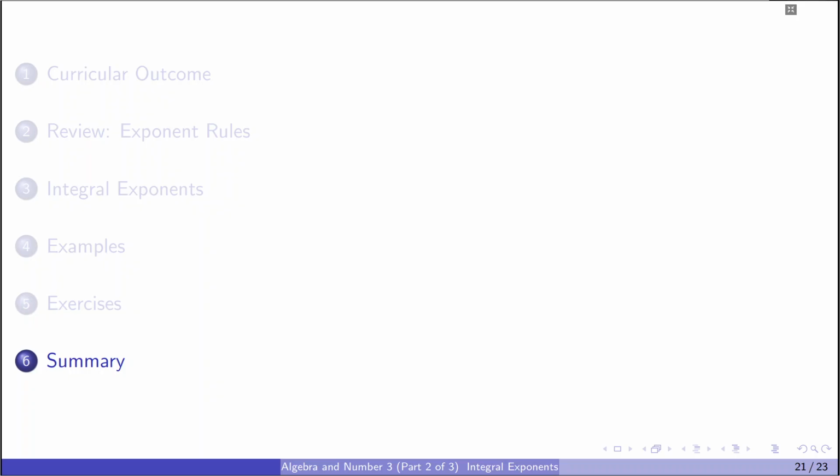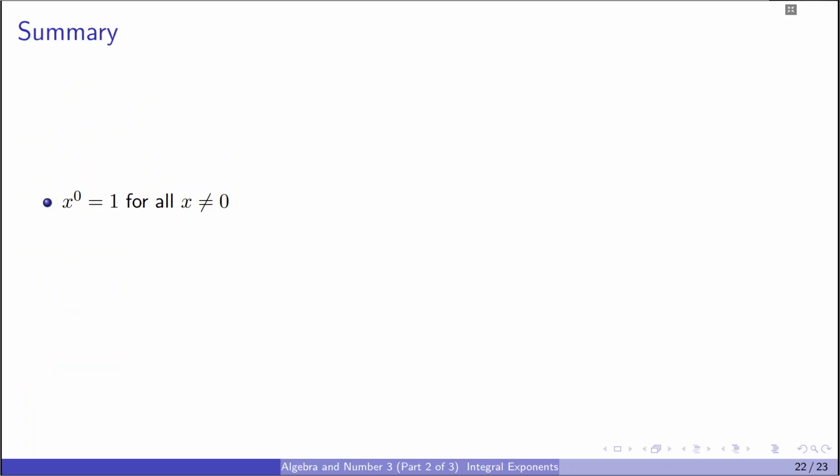All right. In summary, x to the 0 is 1 for every x that's not 0. And a negative exponent moves that value to the other part of the fraction.